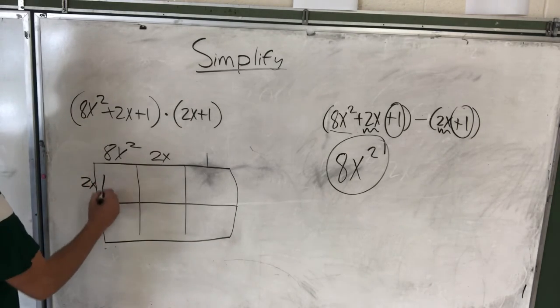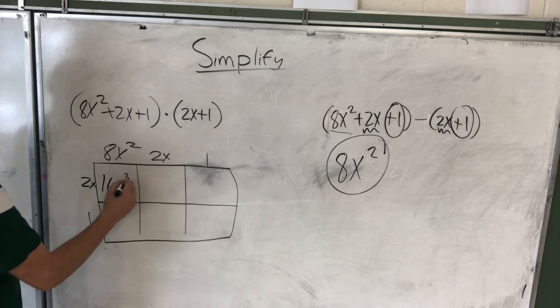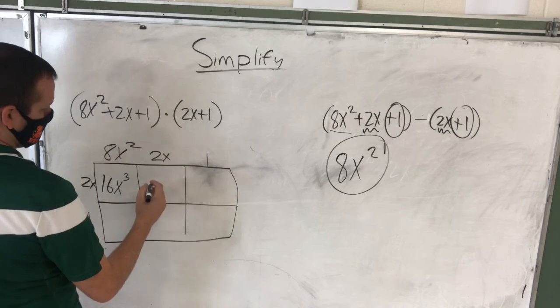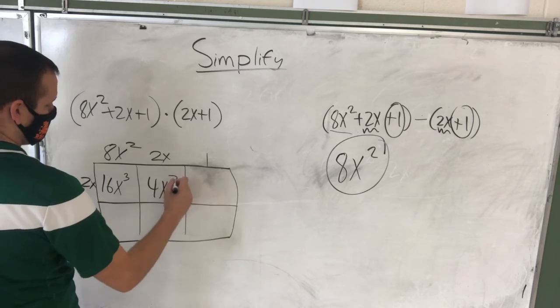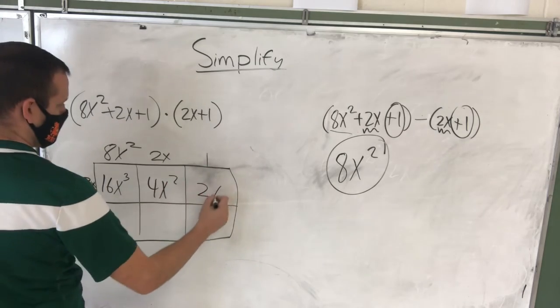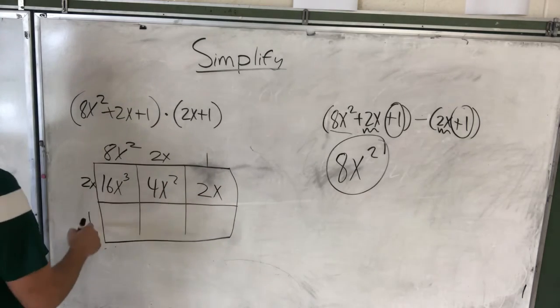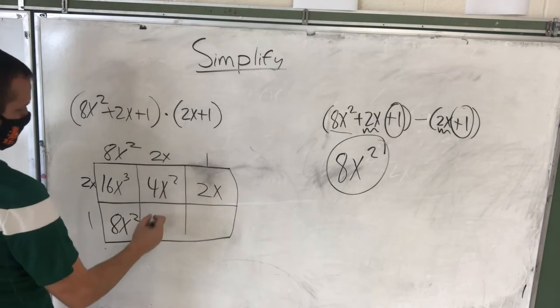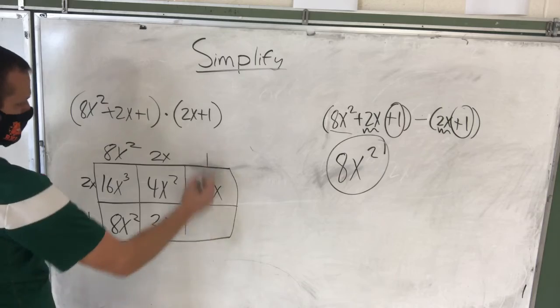2 times 8 is 16x cubed, because I've got 3 x's. There's 2 x's. There's 1 x. If I have 2 x's and 1 x, that's going to be 3 x's. 2x times 2x is 4x squared. 2x and 1 is 2x. 8x squared and 1 gives me 8x squared. 1 times 2x is 2x. 1 times 1 is 1.